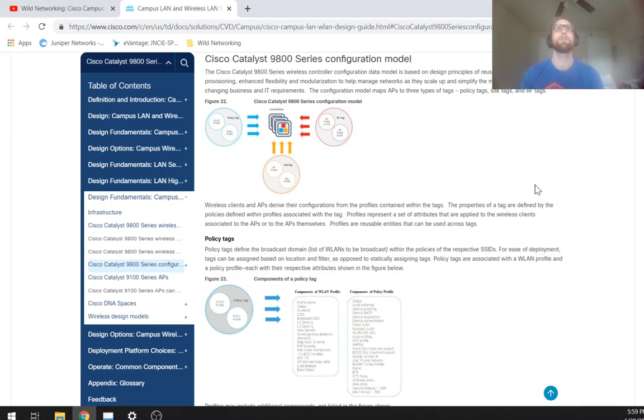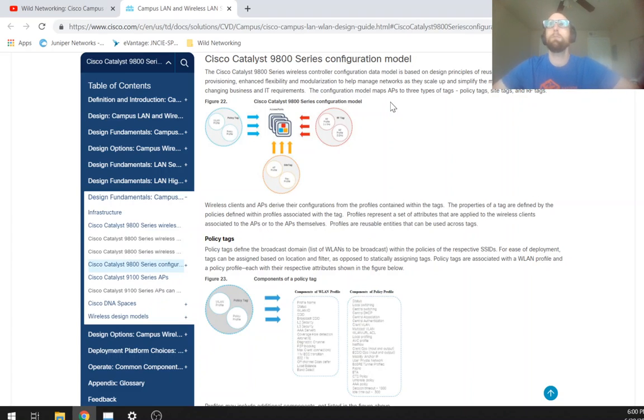This is the Cisco Catalyst 9800 series configuration model. The Cisco Catalyst 9800 series wireless controller configuration data model is based on design principles of reusability, simplified provisioning, enhanced flexibility, and modularization to help manage networks as they scale up and simplify the management of dynamically changing business and IT requirements.